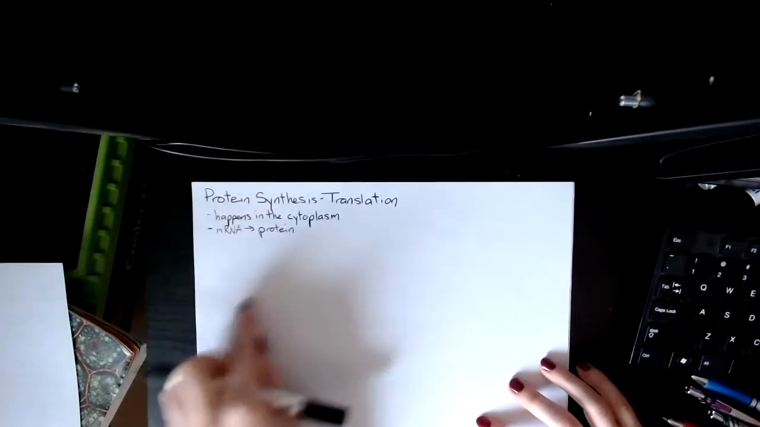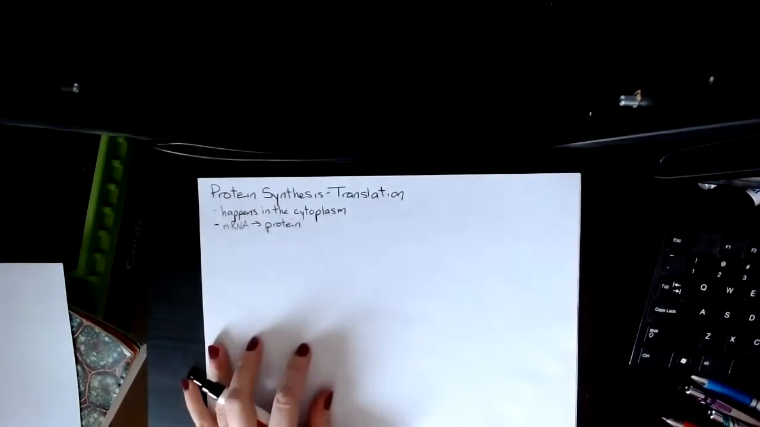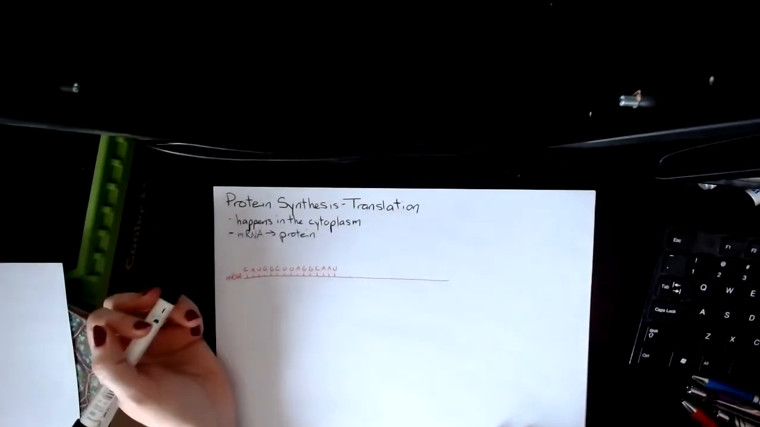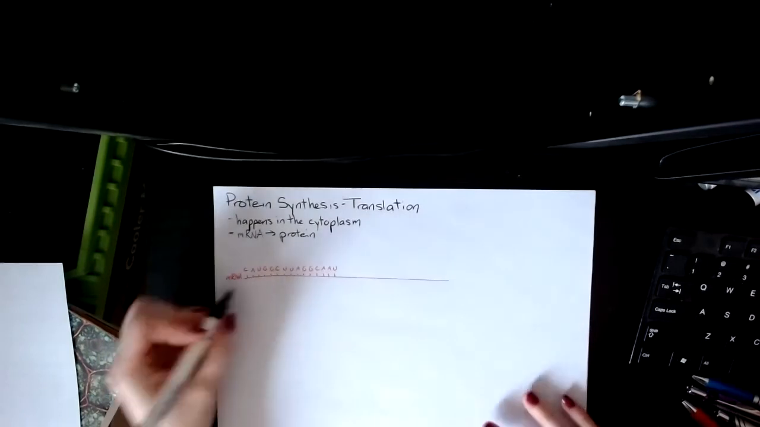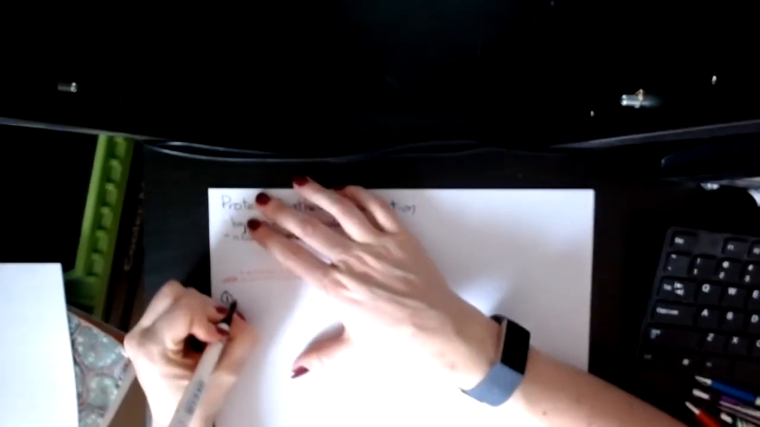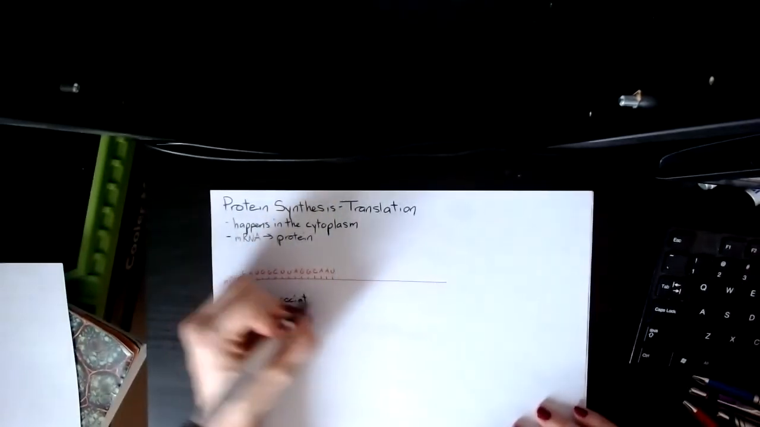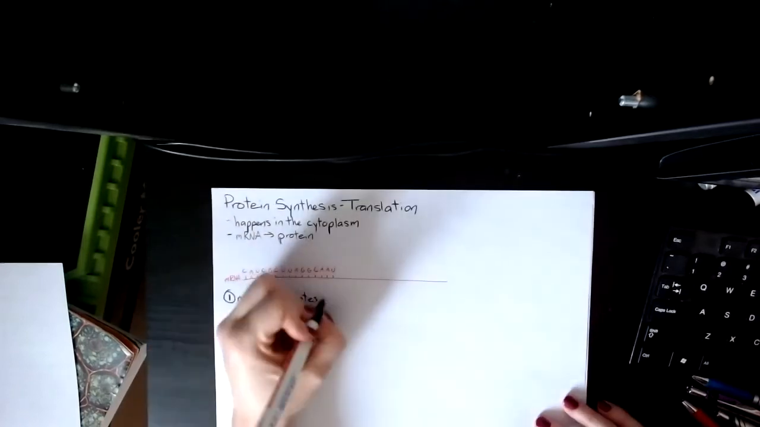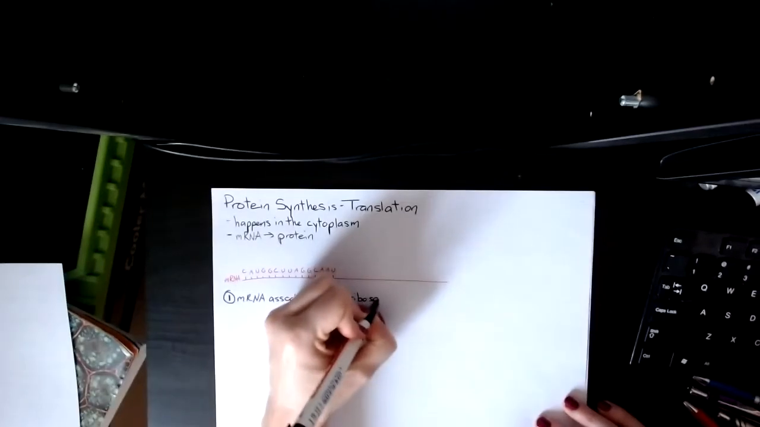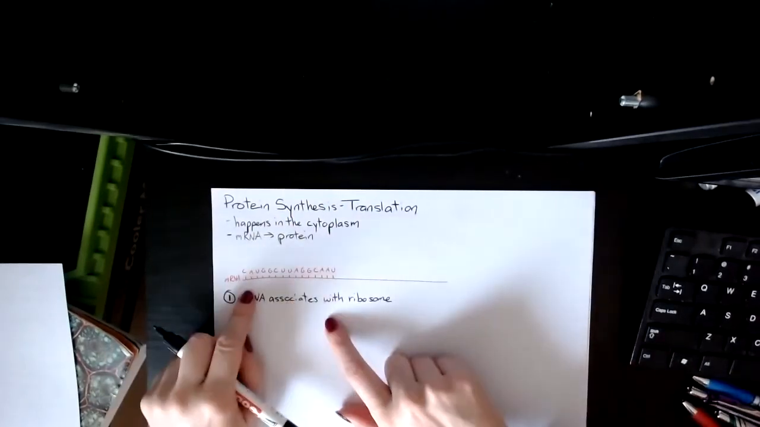I'm going to pause it here and draw my mRNA because it might take a while otherwise. So this is my mRNA molecule. And so the first thing that happens is in the cytoplasm, the mRNA associates with the ribosome. Or you could say the ribosome binds to the mRNA, but as long as you have the idea that these two are interacting with each other, you're okay. All right, so the mRNA associates with the ribosome.